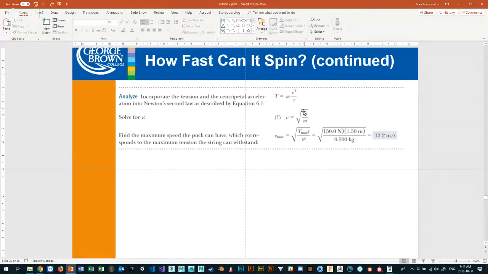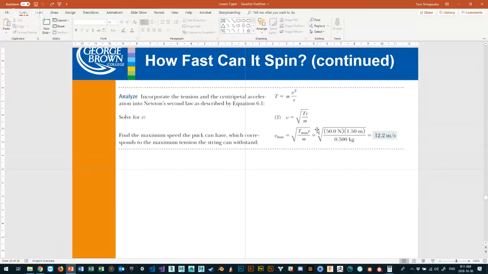And we can say that 50 newtons times the radius, which is 1.5, over 0.5 kilograms, and take the square root of that, is equal to the maximum velocity, which is 12.2 meters per second. Again, this is just subbing in the information we want and solving for V. But notice we started off with this equation. So tension is equal to mass times centripetal acceleration. And the reason why I'm saying centripetal acceleration is we know that that's v squared over r, okay?